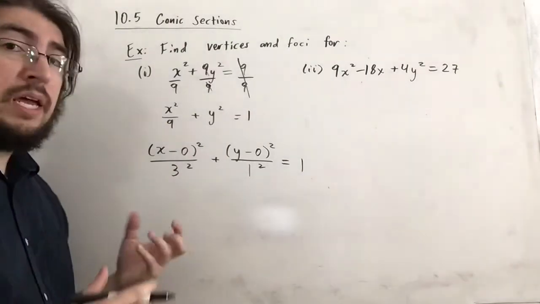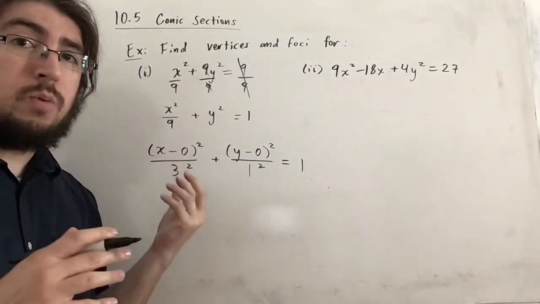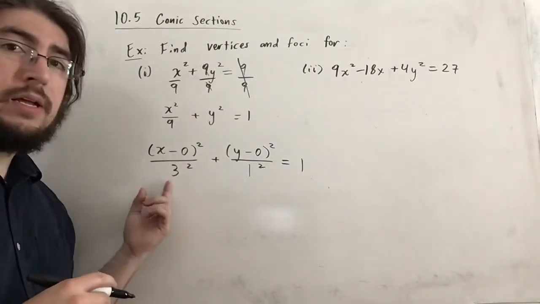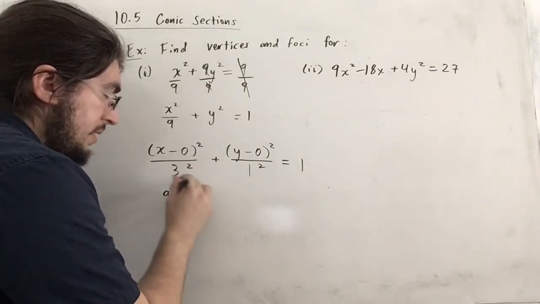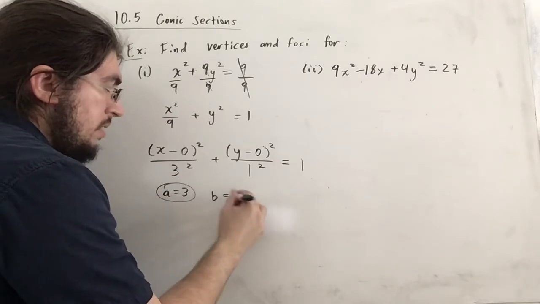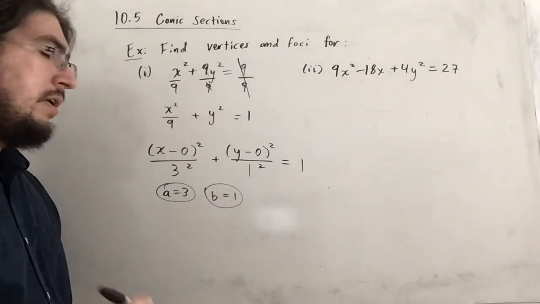So we know a few things. Now remember, a is the larger one. So the larger one is 3. Now remember, it's a squared and b squared. So a is 3. Perfect. B is 1. Fantastic. Can we find c?